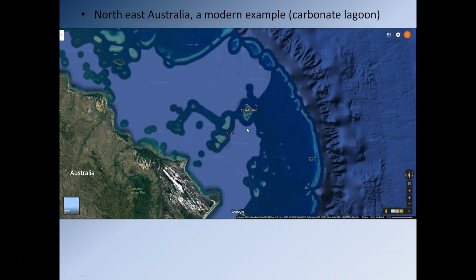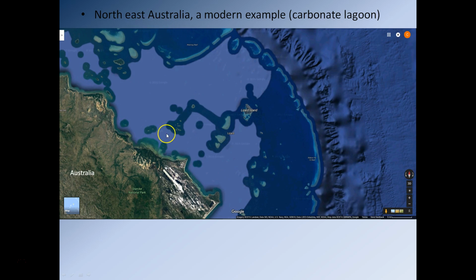So this is another example over here. This is northeastern Australia, so this is the Great Barrier Reef area. Over here we have the Pacific, over here we have Australia. Now what you'll notice when you look at this area of Australia around here is it's a relatively dry area. So there are very few rivers depositing sediment into the sea here. So that means this water is going to be pretty clear.